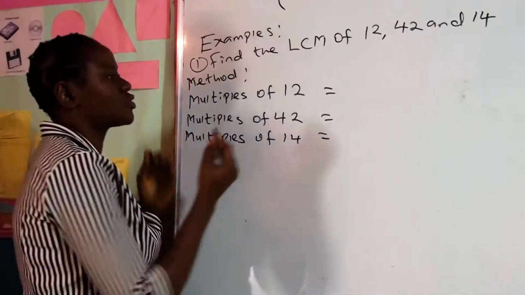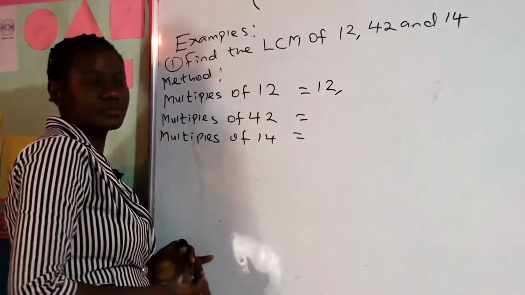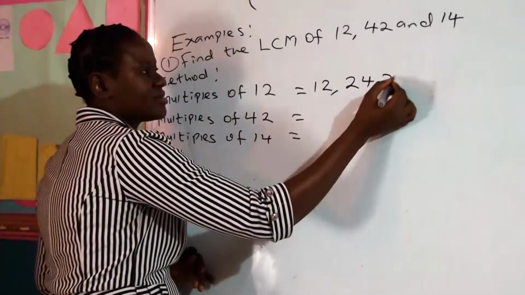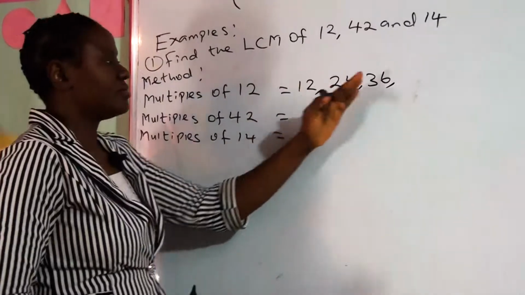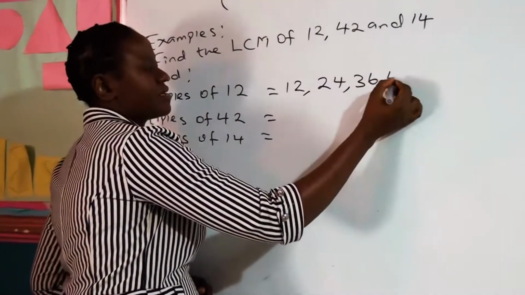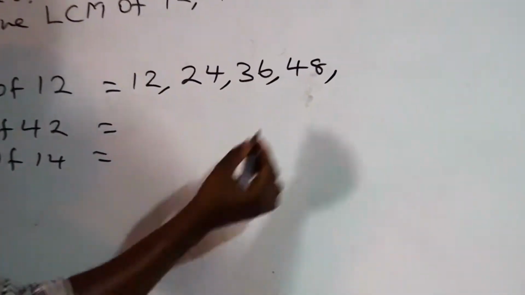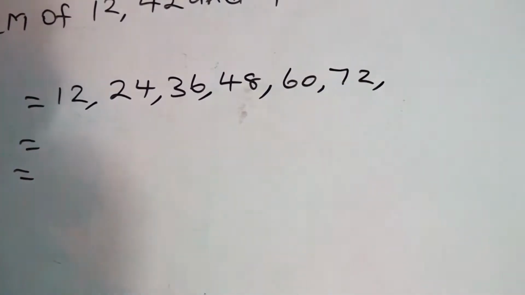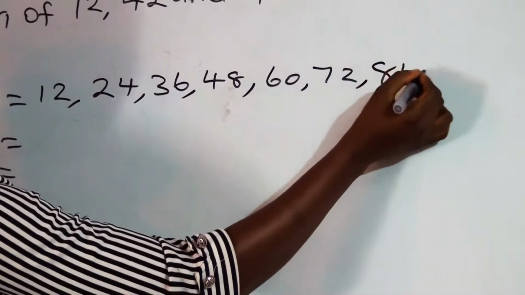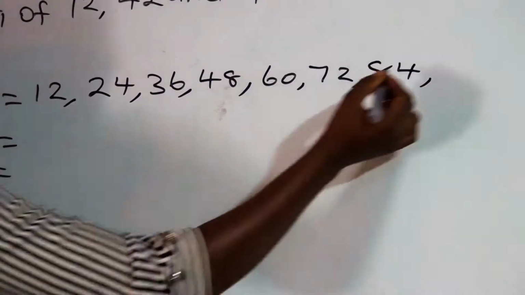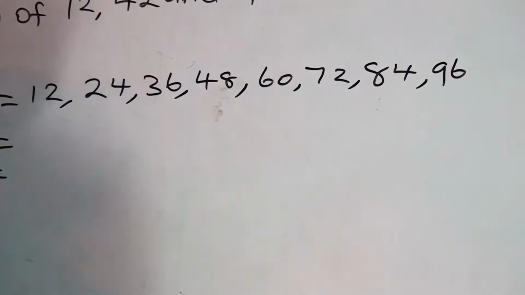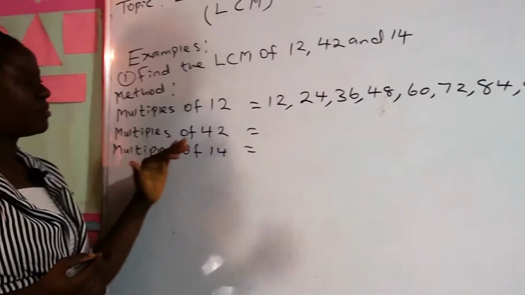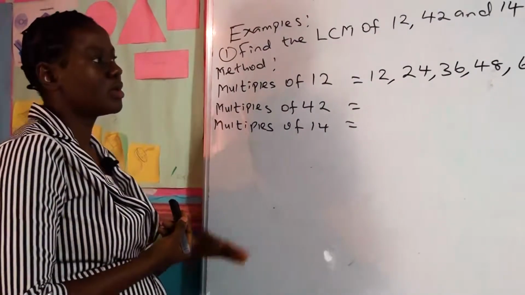The first multiple of 12 here is 12, times 2, 24, times 2, 36. Next will be 48, 60, 72, 84, 96. We could go on.